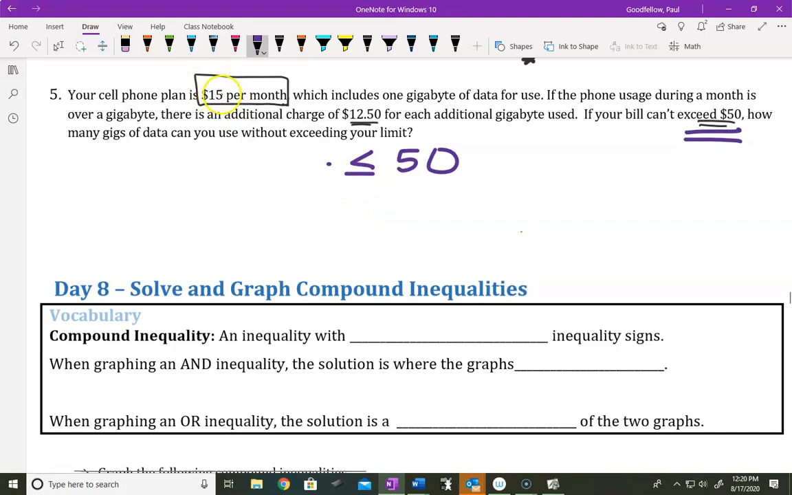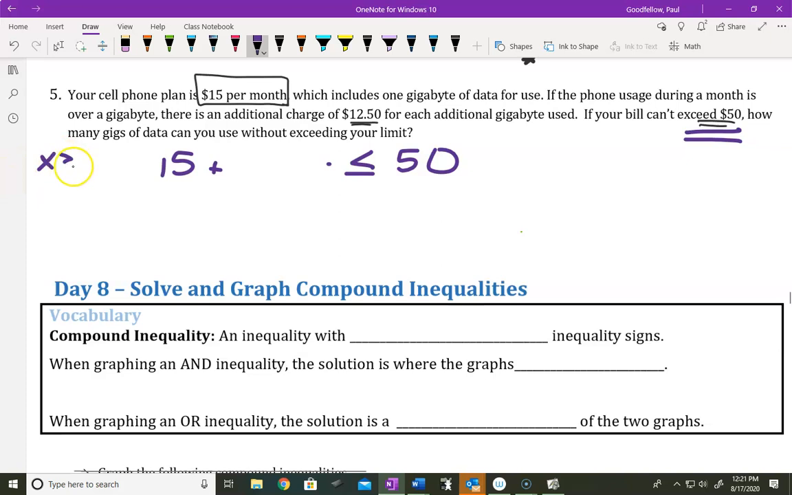Now, you're going to get automatically charged $15 no matter what. So it's going to be $15 right out of the gate. But you might get charged an additional amount on top of that if you go over the specific amount. Now, here's where we're going to have to try and figure out what to put here in the middle. The part that's going to go here in the middle, we have to really think about for a second. We're going to have to say, first off, that whatever variable we choose, we can't say that there were negative gigs. That doesn't make any sense.